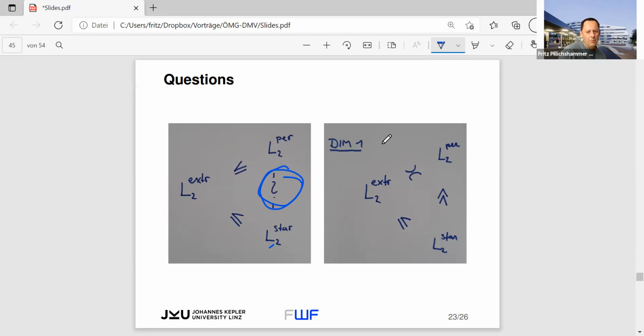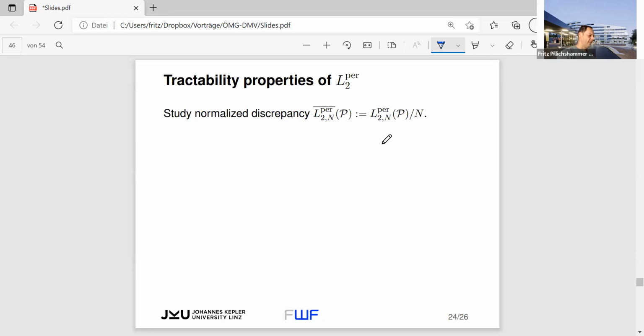So I'm already close to the end of my presentation. In the last few slides, I would explain or talk about a slightly different viewpoint in discrepancy theory, namely about tractability properties.